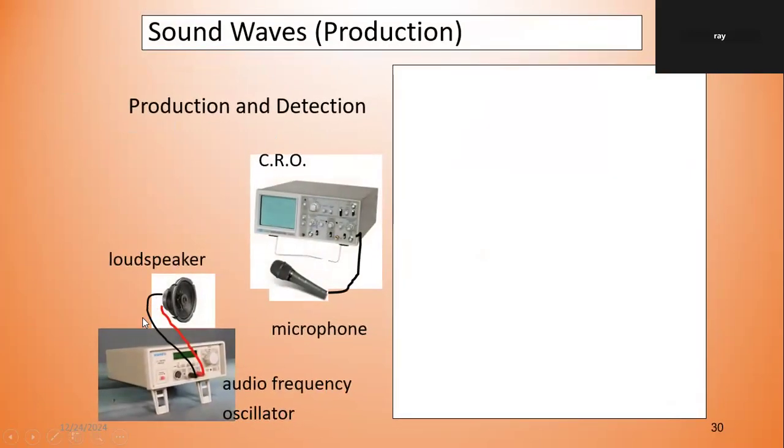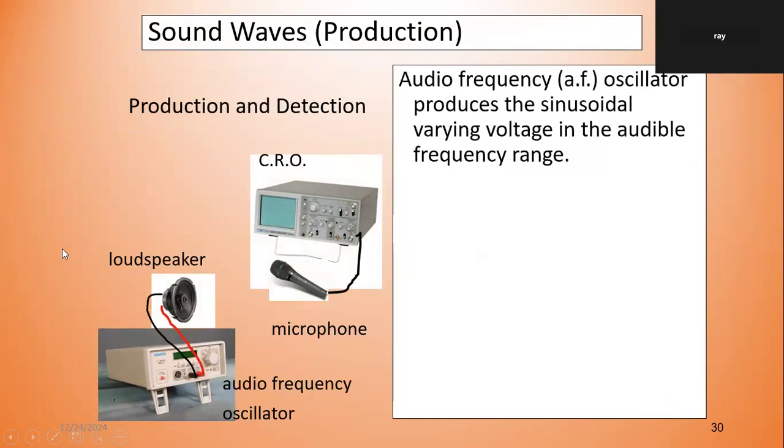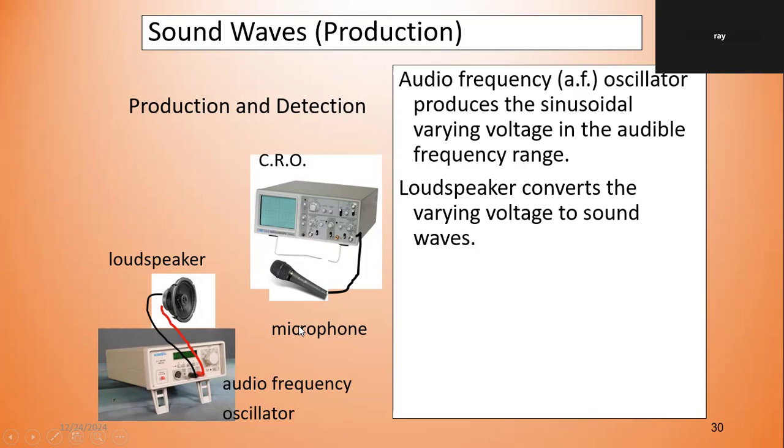Production of sound wave. There's a power generator, an audio frequency generator. The audio frequency oscillator produces a sinusoidal varying voltage in the audible frequency range. That's why we call it audible or audio frequency. The loudspeaker converts the varying voltage to sound waves.